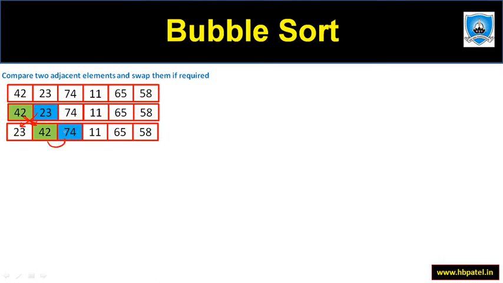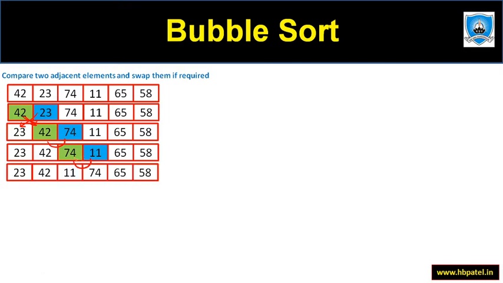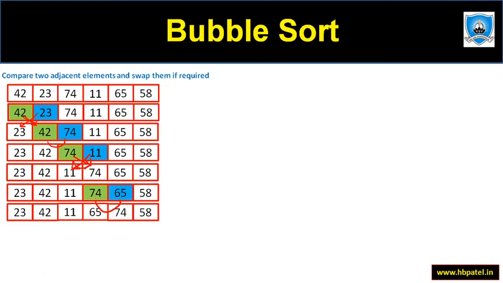Now 74 is already higher, so it is on the right hand side, so we do not need to swap them. So now let us compare 74 and 11. Now 11 is smaller and 74 is higher, and I want the higher number on the right hand side, so I'll be swapping. So 74 is now over here and 11 is now over here. Now let us compare these two, 74 and 65. Now 74 is higher, but it is on the left hand side, so we will be swapping.